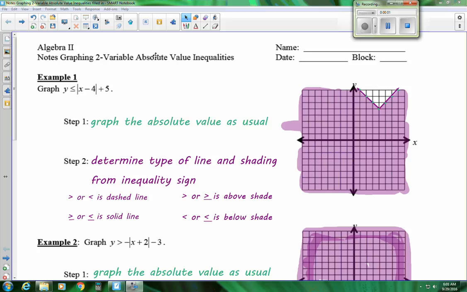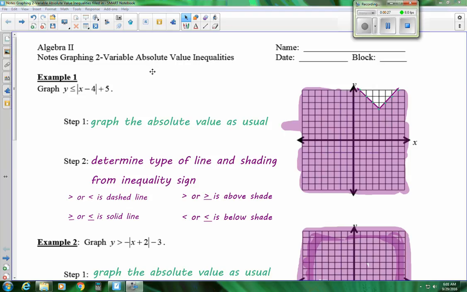Okay, now we're going to be talking about graphing two variable absolute value inequalities. This is not going to be a big leap from what we've done, because we've already graphed two variable absolute value equations in Unit 1. So when we talked about all those transformation rules, shifting left and right, shifting up and down, dilating, flipping, all of those things we applied to absolute value graphs in Unit 1.